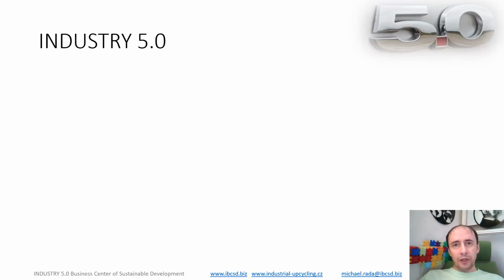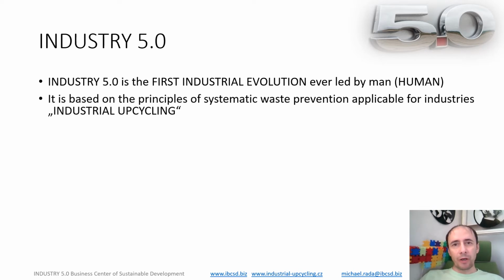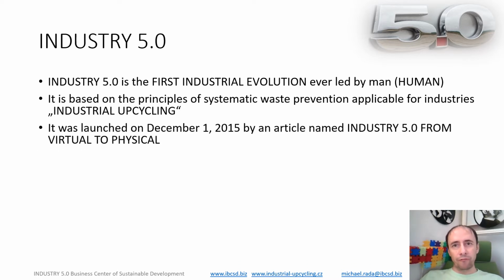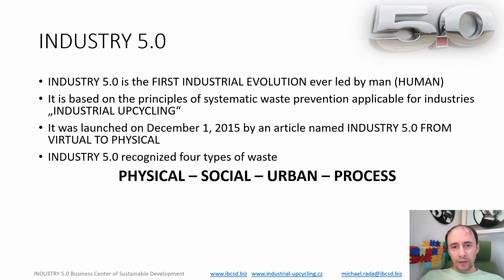It is the first industrial evolution ever led by man, by human, and it is based on the principles of systematic waste prevention applicable for industries, industrial upcycling. Industry 5.0 was introduced on December 1st, 2015 by an article called Industry 5.0 from Virtual to Physical. Industry 5.0 recognizes four types of waste: physical, social, urban, and process waste.